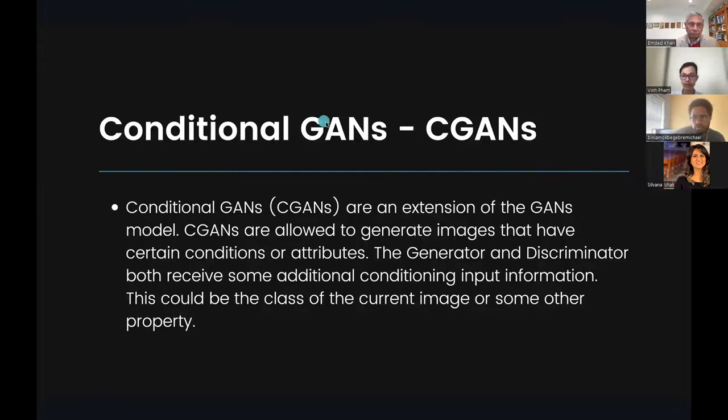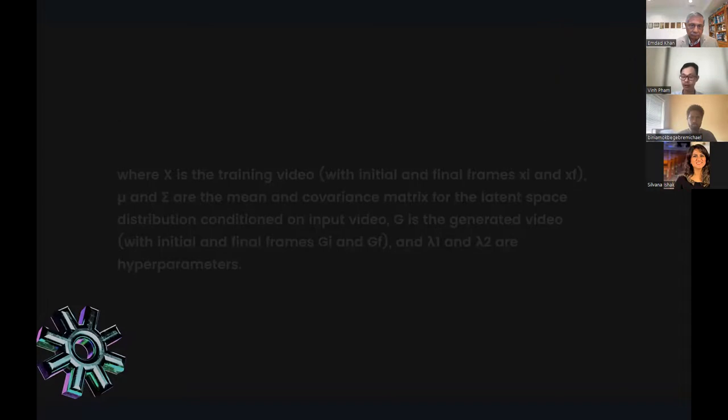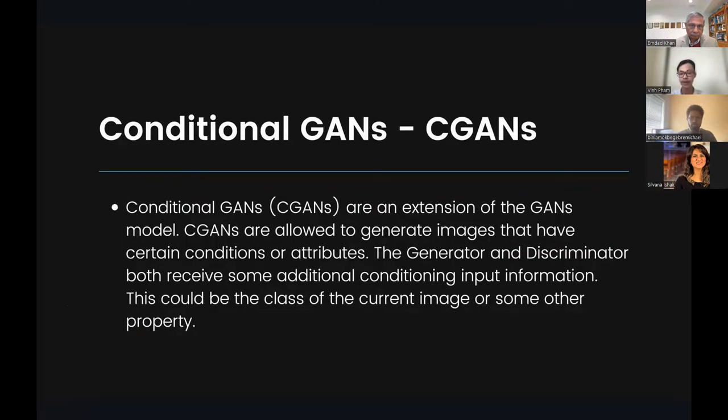Yeah, that's the first one for C, conditional variational autoencoding. And next, I will discuss conditional GAN, or conditional generative adversarial network.